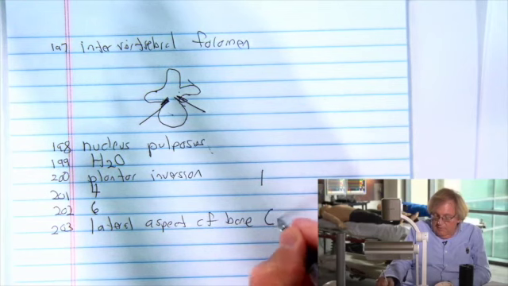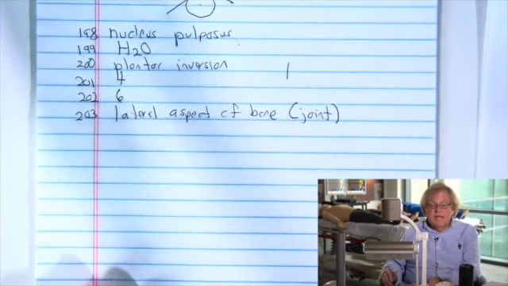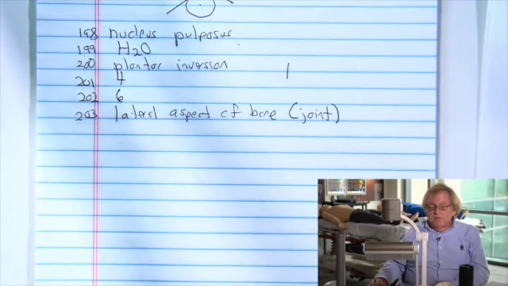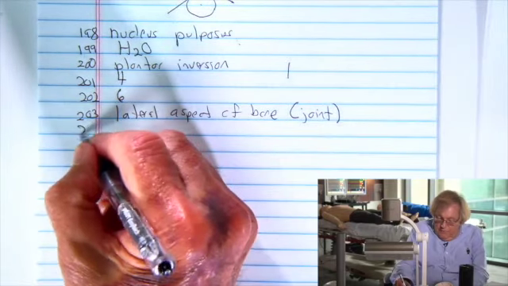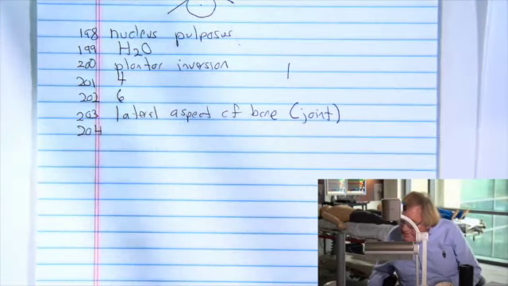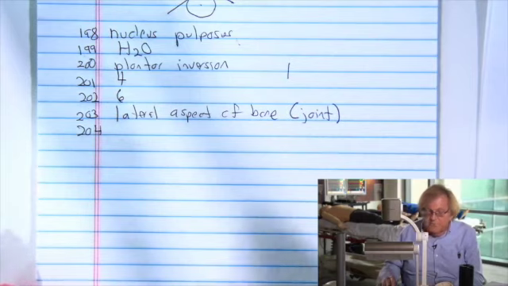And it's in the bone, you could say, of the joint. And so that's where you're going to get your attachment, and that's going to get your ligaments and tendons passing across. 204. 204 says cartilage type intervertebral disc.